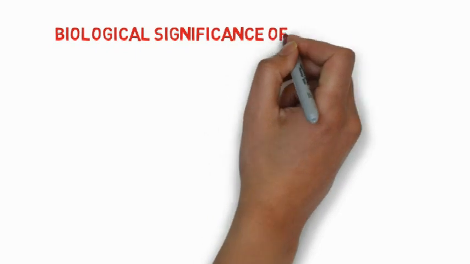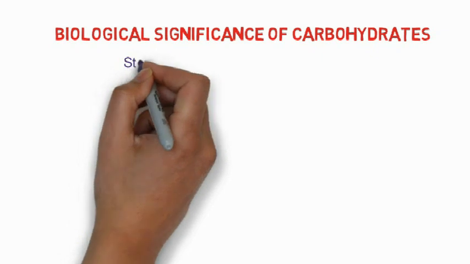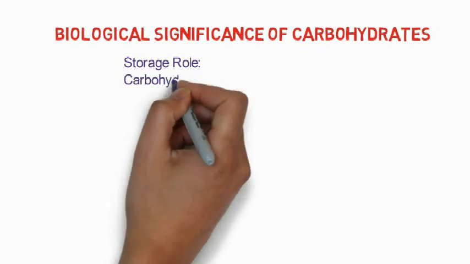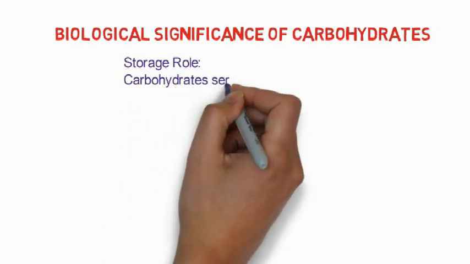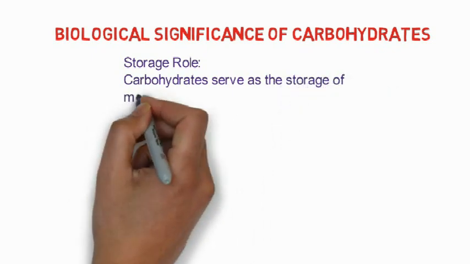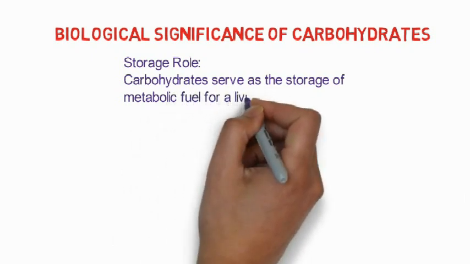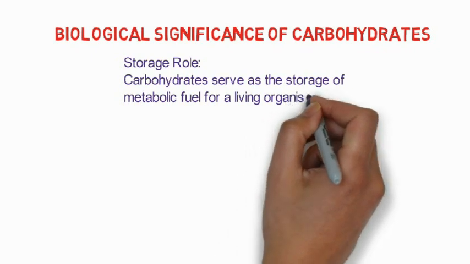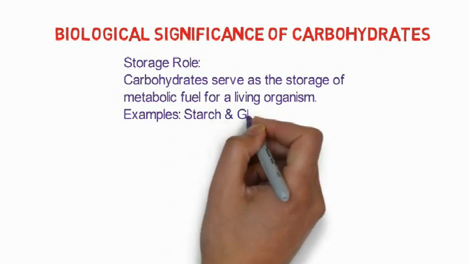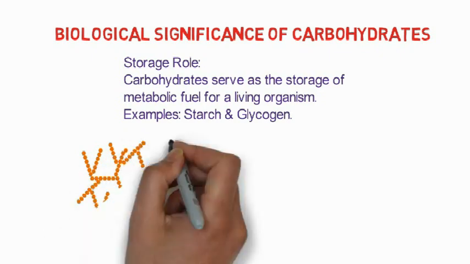Biological significance of carbohydrates. There are several important roles of the carbohydrate. The first one is the storage role. In this role, carbohydrates serve as a storage of metabolites, especially as a metabolic fuel for living organisms. Examples are starch and glycogen. Starch in plants and glycogen in animals.